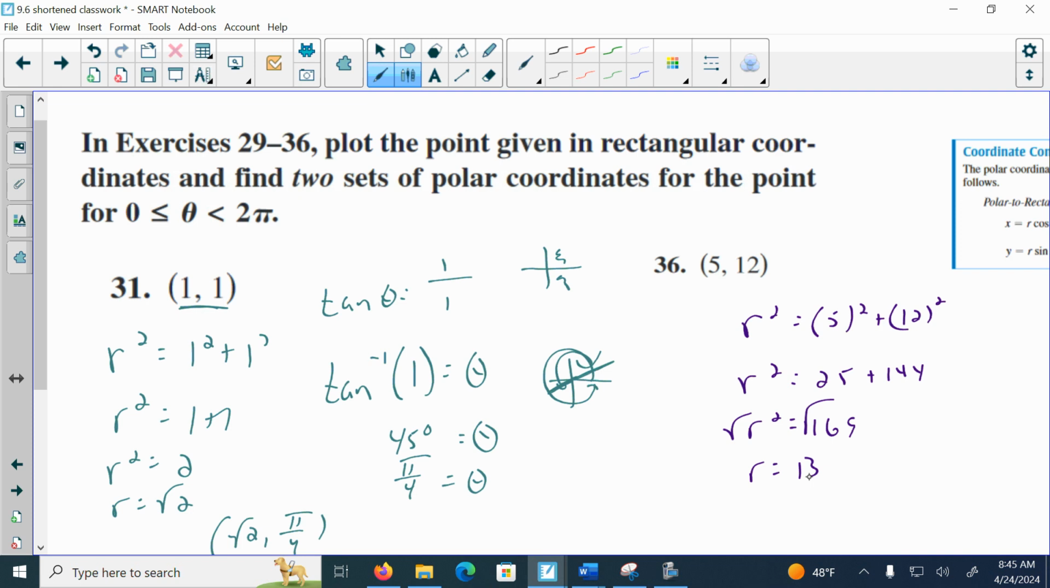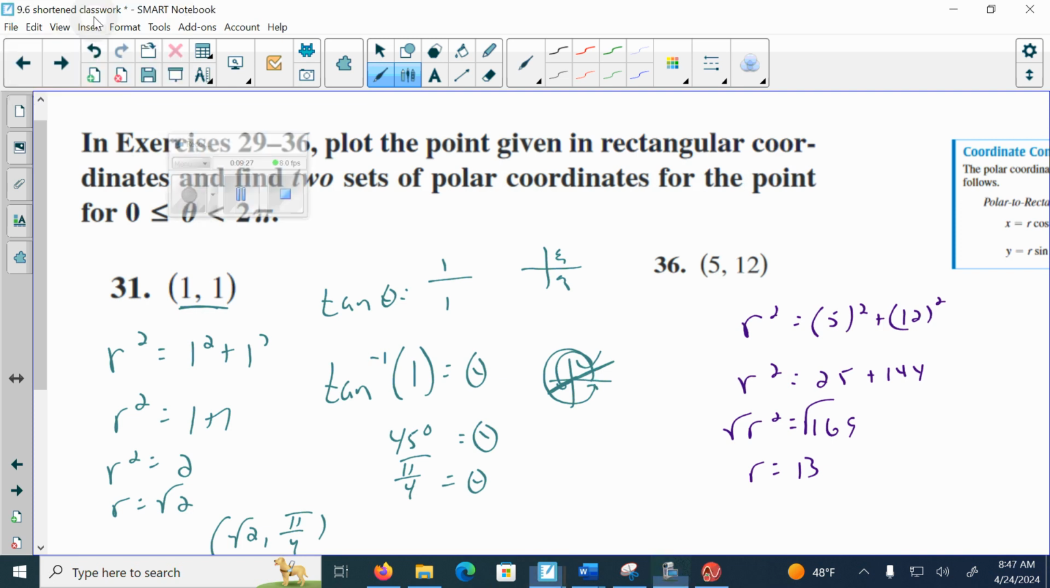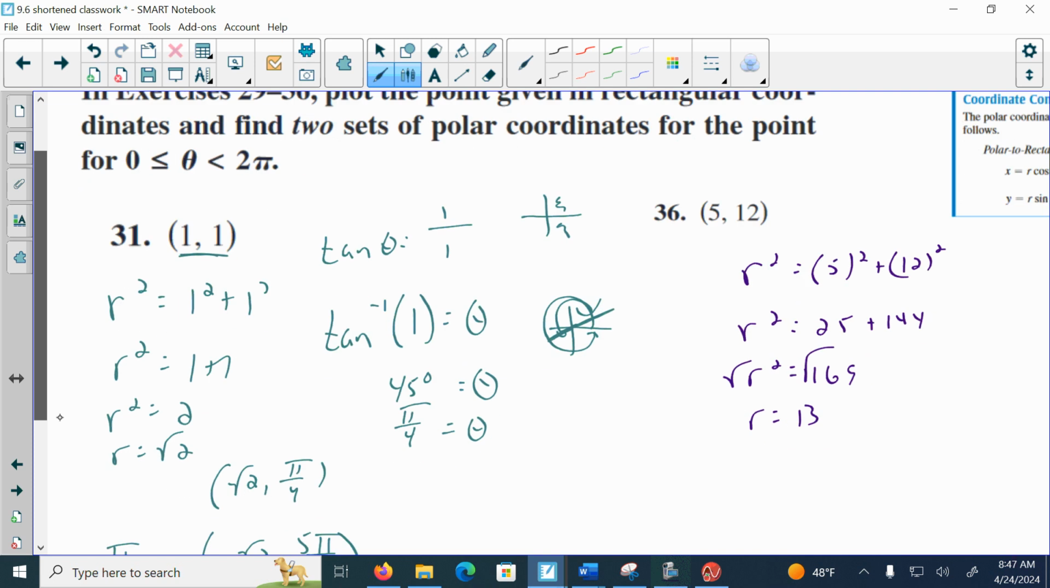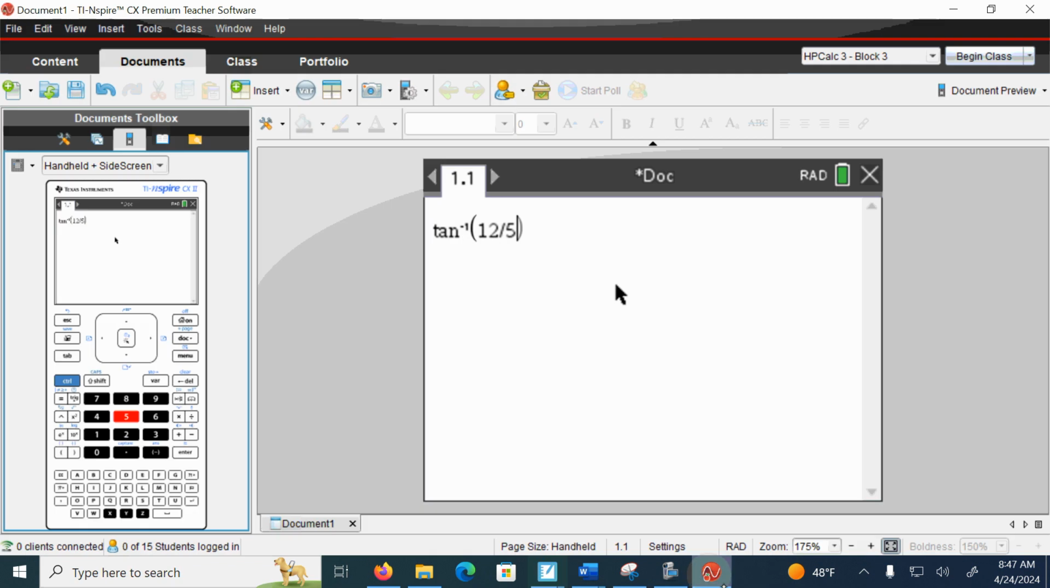To find my angle, I'm going to have to use the calculator for that one, because that's not on my unit circle. Okay, so I have my calculator all ready to go. I'm going to find my angle using the inverse tangent of my y, which is 12, over my x, which is 5. 12 and 5 are not on my unit circle, so I'm going to have to use my calculator. I'm typing in the inverse tangent of 12 over 5. It gives me this because my calculator is in radians. I'm going to go ahead and change that to degrees.